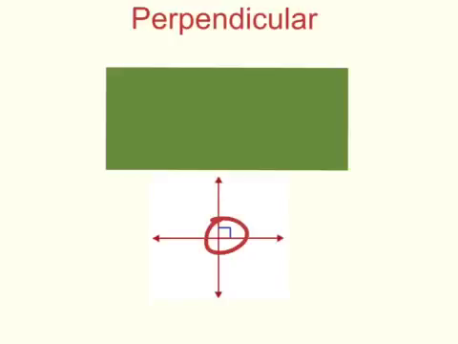So in this case here, that means that this line is perpendicular to this line, because where they meet is a right angle. And on this example here, this corner is perpendicular because this line and this line meet to make a perpendicular angle.